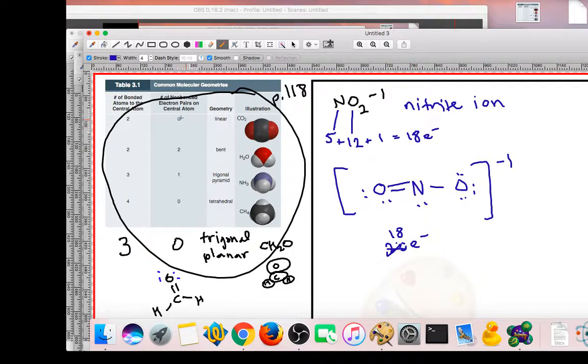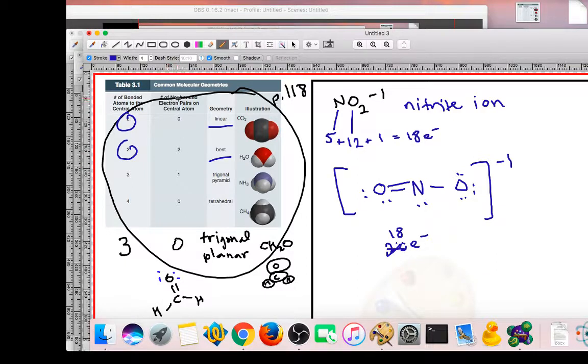So let's see. Number of bonded atoms to the central atom. Well, this is an atom bonded to the central atom, and this is an atom bonded to the central atom. So there are 2 atoms bonded to the central atom. Okay, so it's either this shape linear or this shape bent.